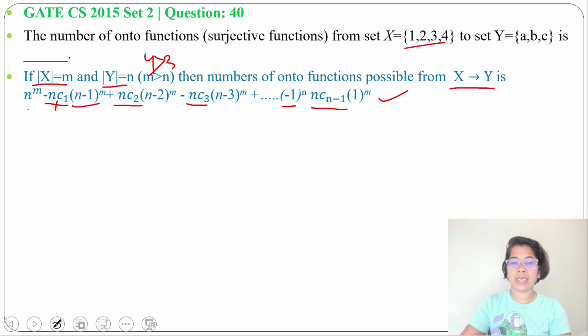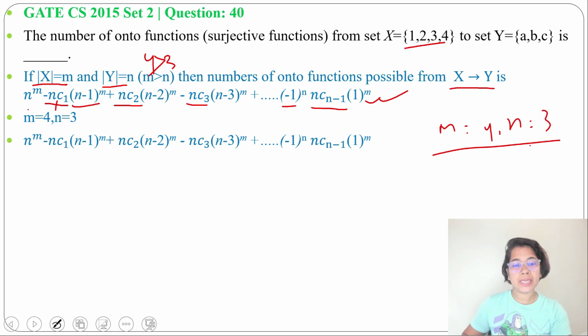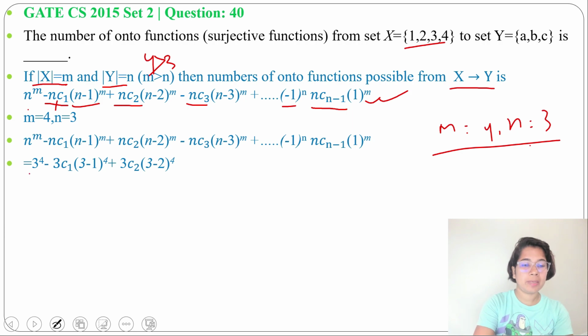Here we have n and m. Here m equals 4 and n equals 3. Now we'll substitute m and n values in this formula and we'll get the number of onto functions. Now in place of n we'll write 3 and in place of m we'll write 4. So 3^4 minus 3C1 (3 minus 1)^4 plus 3C2 (3 minus 2)^4. We'll stop here as this will continue till n minus 1. Here n is 3, so 3 minus 1 is 2.